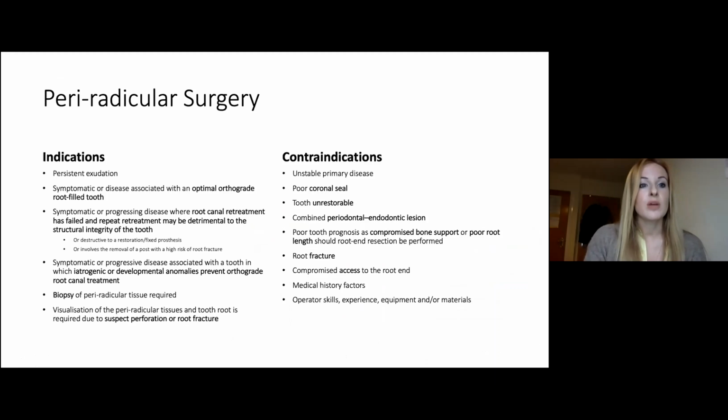So persistent separation from the tooth following a retrograde root treatment. In teeth where there is optimal orthograde root treatment, but still persistent symptoms, or where root canal retreatment has failed, and repetition of the retreatment being detrimental to the structural integrity of the tooth. Also where there are iatrogenic or developmental anomalies that prevent orthograde root treatment, or where biopsy is indicated or perforation or root fracture suspected.